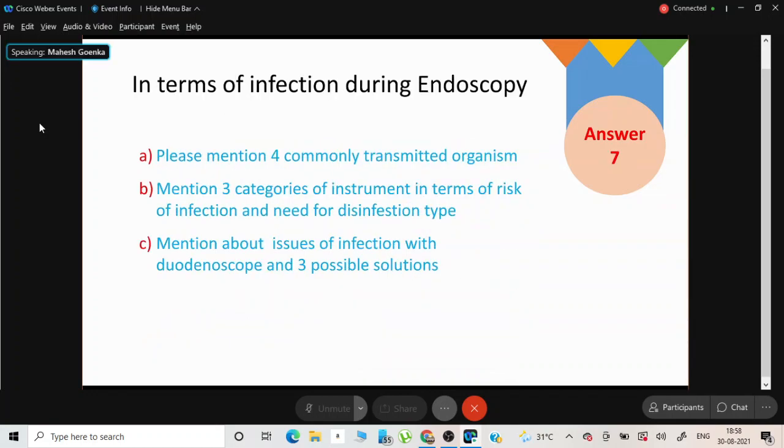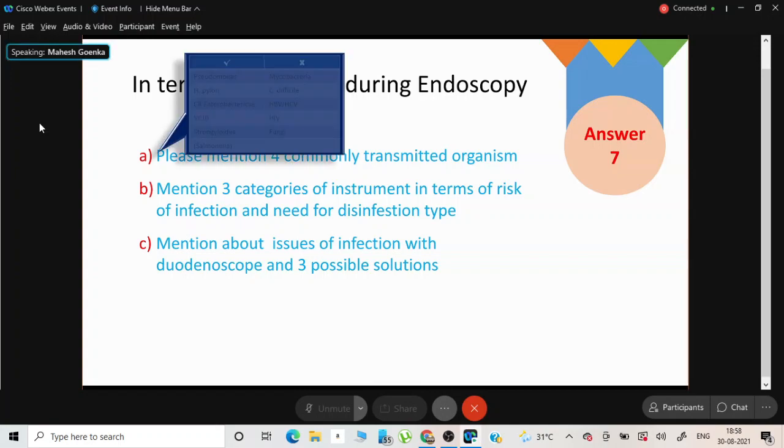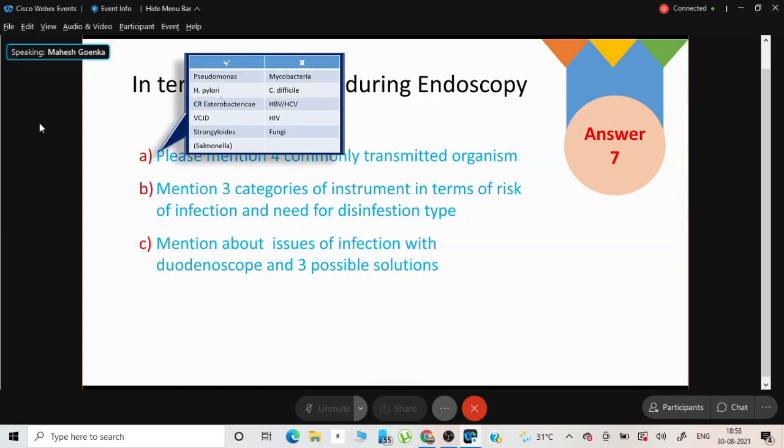In terms of infections during endoscopy, please mention 4 commonly transmitted organisms. Any 4 of these would be correct: Pseudomonas, H. pylori, carbapenem-resistant Enterobacteriaceae, variant CJD, Creutzfeldt-Jakob disease, Strongyloides.